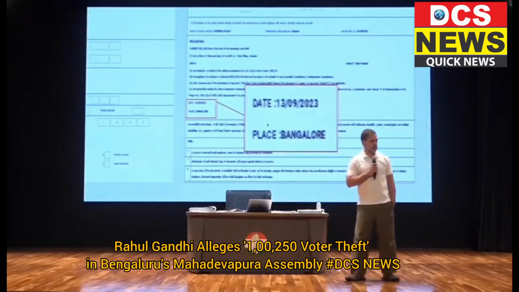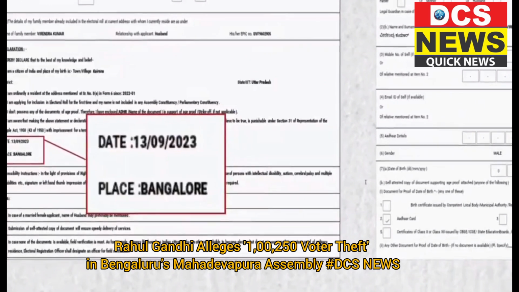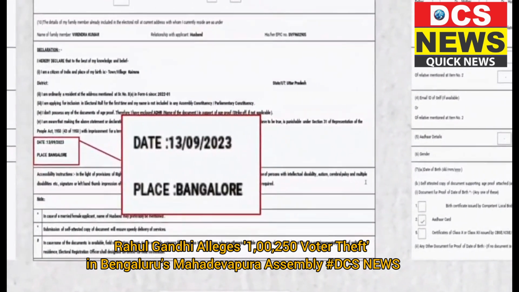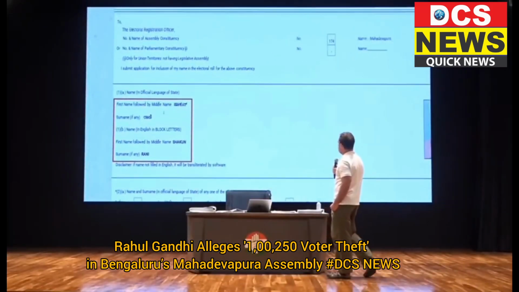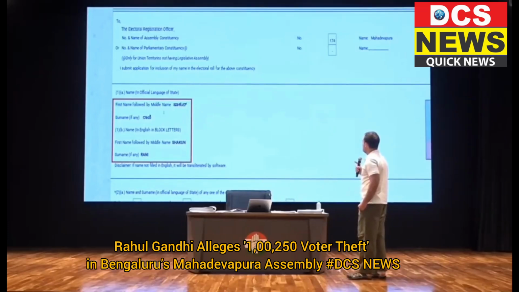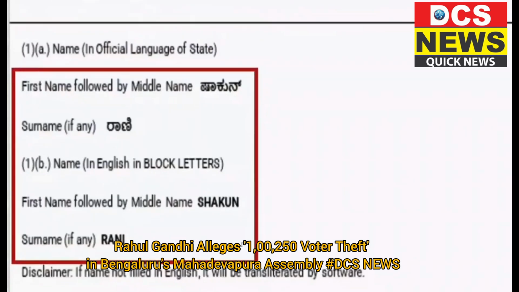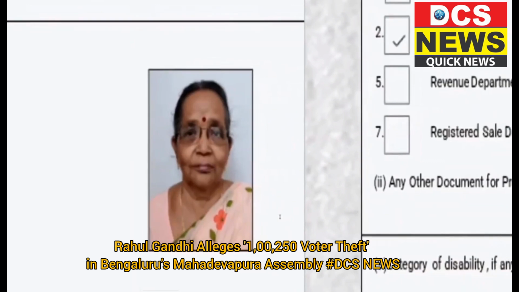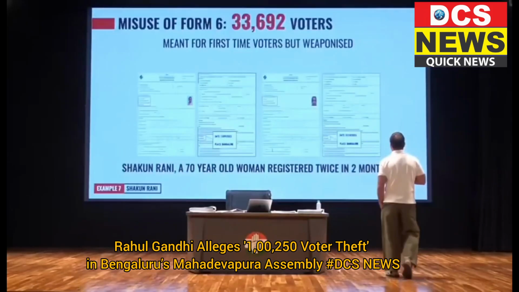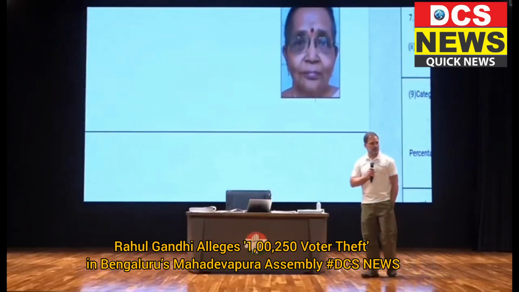She appears twice on the voter list. She comes in using Form 6. Zoom into her name the first time. Zoom in there. Here, first name Shakun, surname Rani. Right? Now look at a picture. That's a picture. Now go to the other picture. Look at the picture. So this is essentially a zoomed in picture that they've taken.